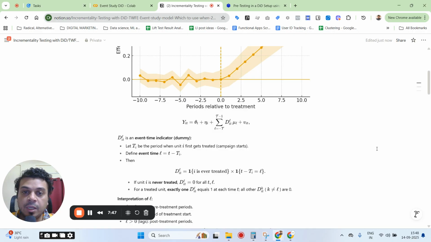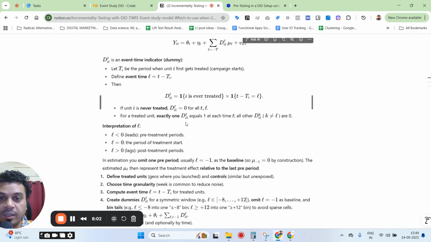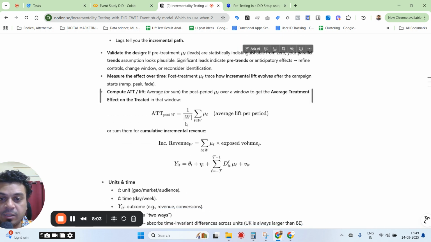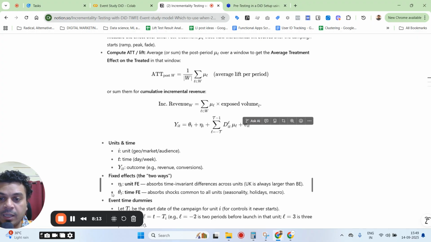This is the mathematical formulation for the event study model for incrementality testing. There are two kinds of effects that we're going to look at. You must have heard me use the word effect quite a few times. One is called the unit effect, or unit fixed effect. The FE stands for fixed effects, and that's your eta here, the symbol looking like n, and this theta is your time effect. So there are two kinds of fixed effects that we're looking for.